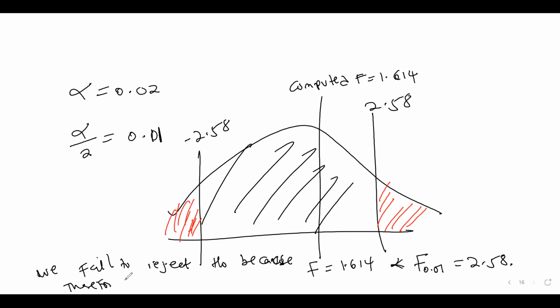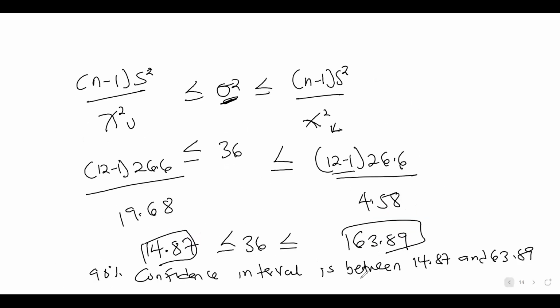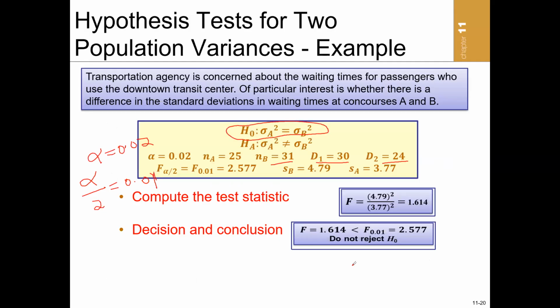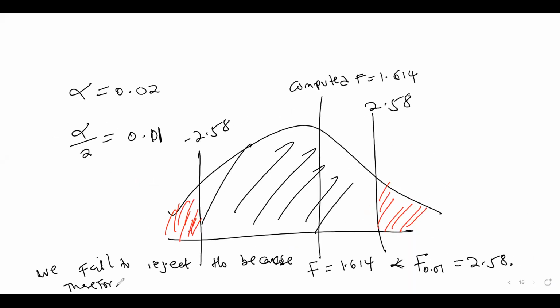Therefore, when we fail to reject the null, remember, this was the null hypothesis. When you fail to reject the null, it means your conclusion will be in the null, all right? So here, we just say that we conclude that therefore, there is no difference in the variances, all right?